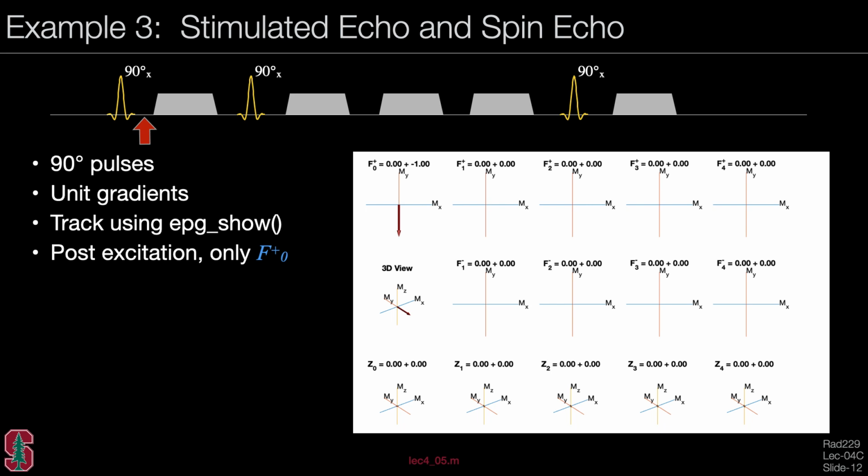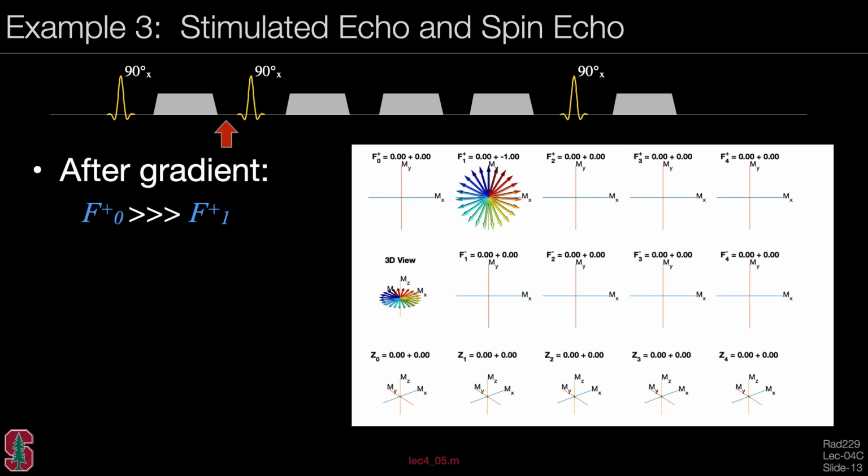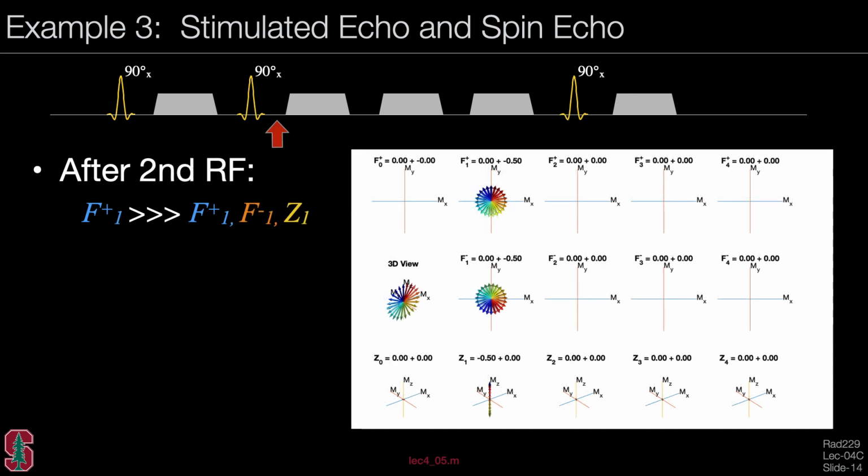Okay, so we go through the first gradient, and of course this results in dephasing of that signal, and we can see the 3D view. We have a dephased disk. Now we're going to play a 90-degree pulse again about Mx, and notice that that pulse has split the magnetization into F plus sub 1, F minus sub 1, and Z1. And in the 3D view it's a bit hard to see, but you actually have a disk that's up on its side now. We play a unit gradient, and what's going to happen here?